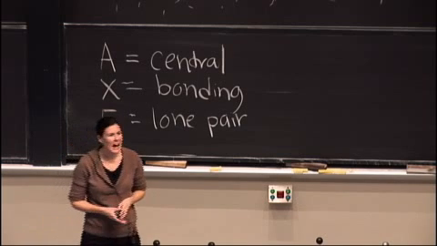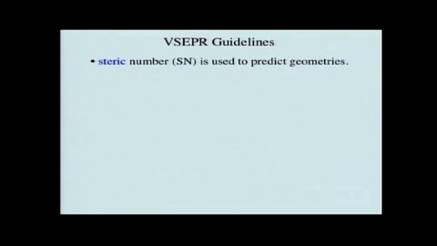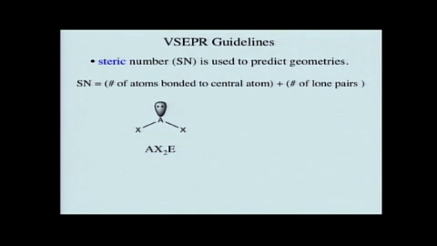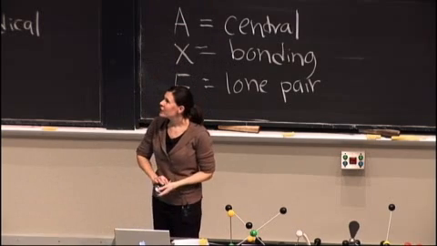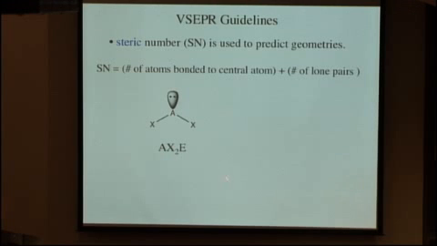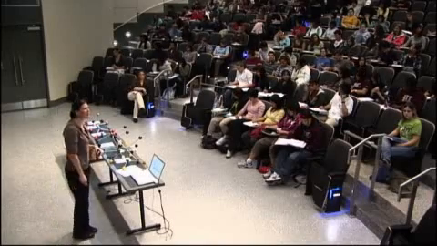All right, so there are some guidelines that we use when we're coming up with these VSEPR geometries. The first thing we talk about is the steric number, which we use to predict what that geometry will be. When we're talking about steric number, all we're talking about is adding together the number of bonded atoms plus the number of lone pairs. So essentially, we're just adding X to E, and that gives us our steric number. So for example, if we look at this molecule, which is AX2E, what is the steric number here? Yeah, it's 3. So we have a steric number of 3.